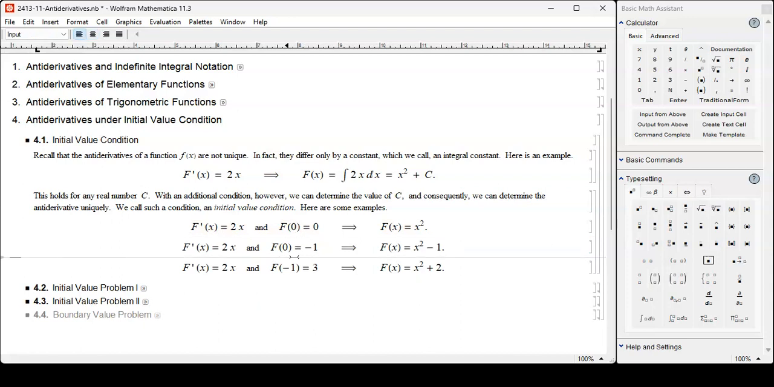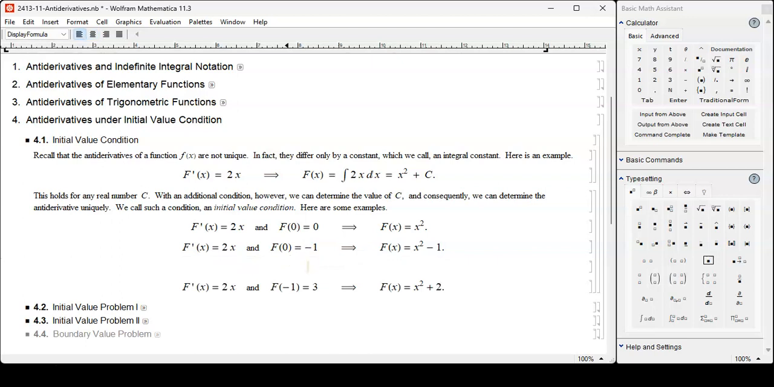What if you have f of 0 is -1? F of x is x squared plus c, but the initial condition says f of 0, which is 0 squared plus c, is -1. From there, you can deduce that c is -1. You see, c is -1, this is 0. So plugging in -1 in place of c right here, you get this answer. You have only one such function.